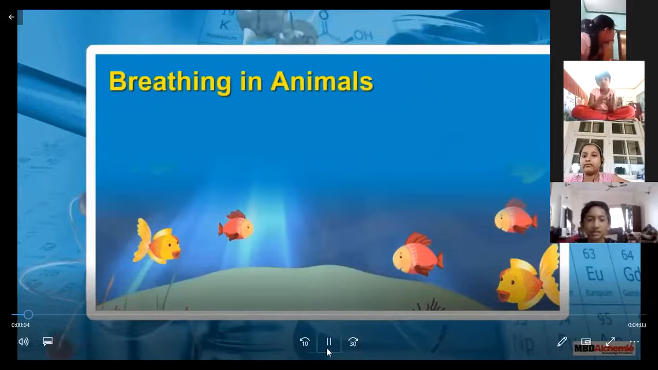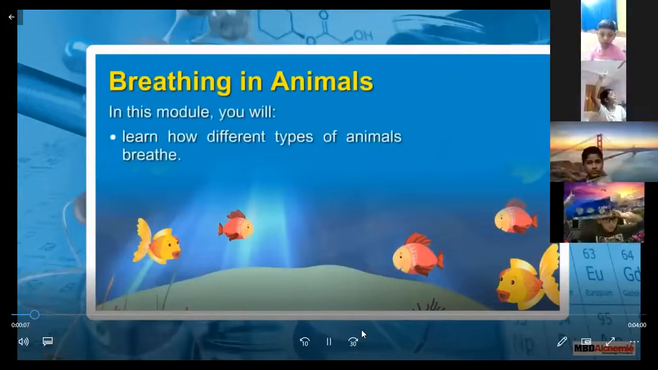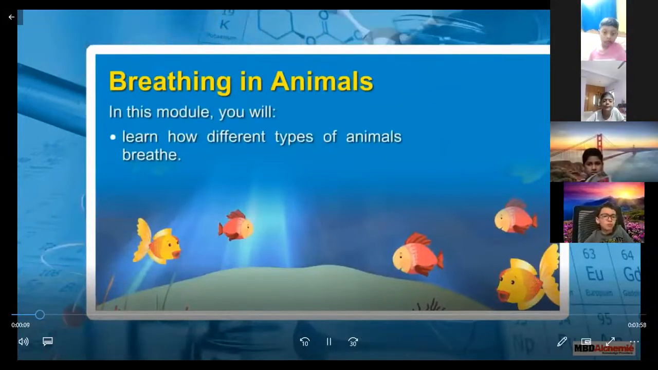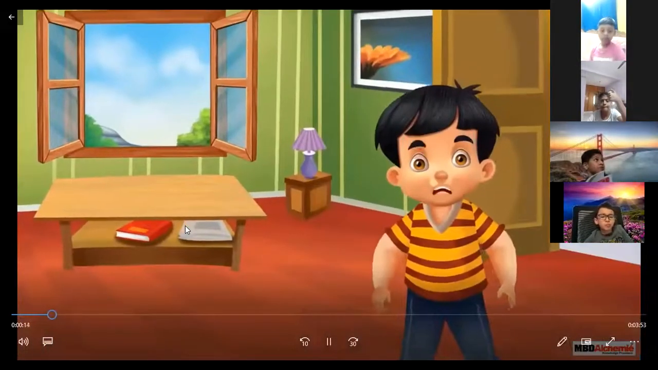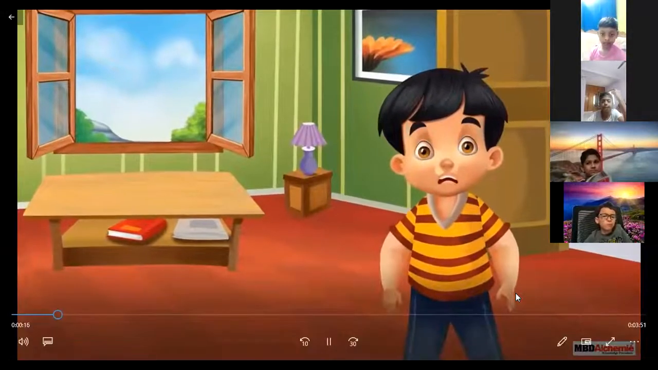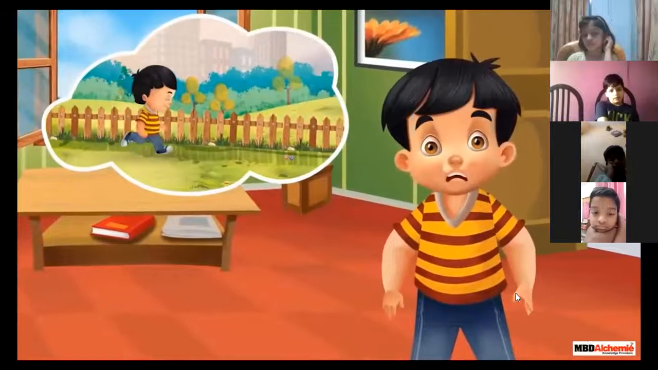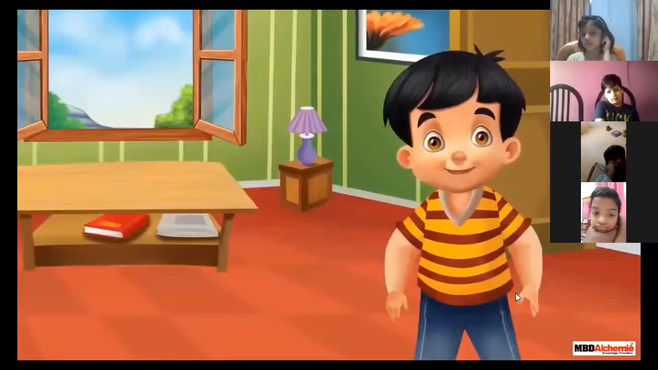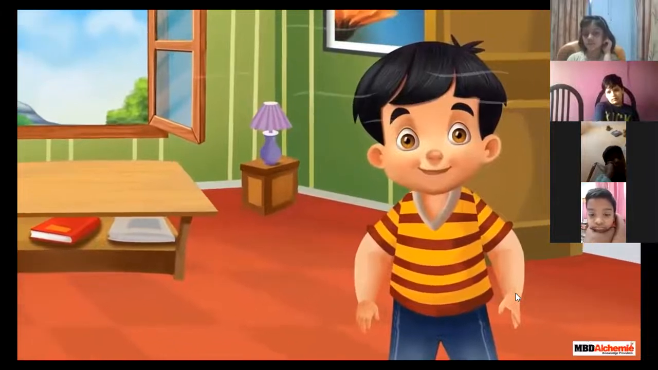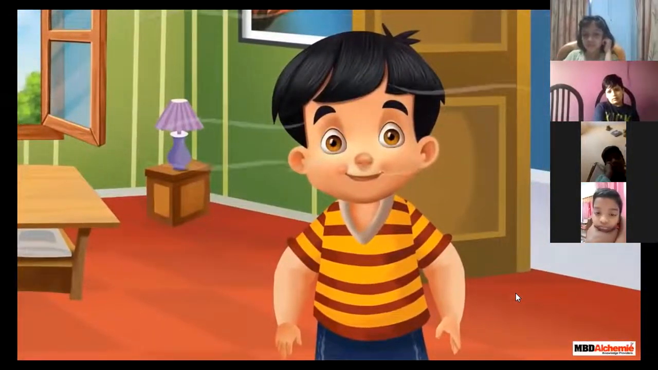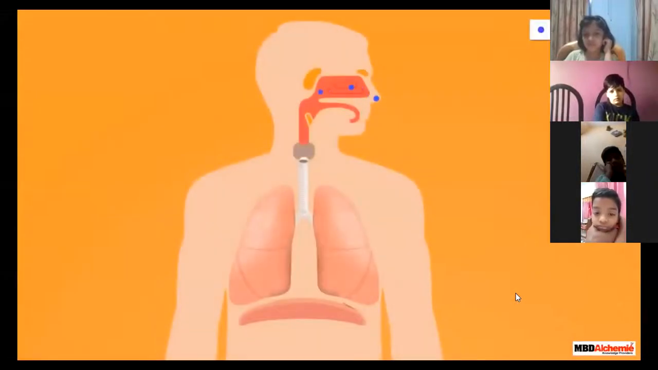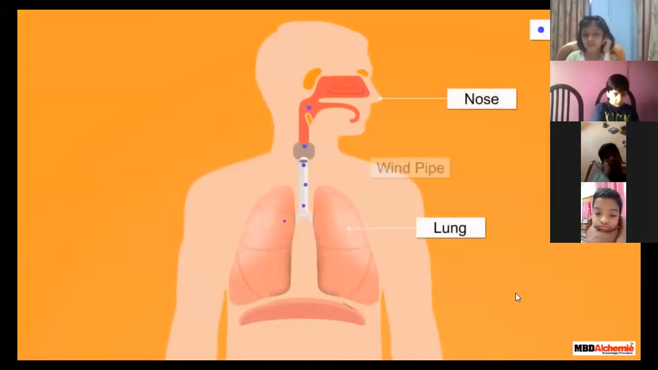Breathing in animals. In this module, you will learn how different types of animals breathe. Sid has returned home after playing with his friends. He is breathing so heavily. It looks like he ran home immediately after playing. For breathing, as you already know, we all need air. Air enters inside our body through the nose. It then reaches the lungs with the help of the windpipe that connects the nose to the lungs.